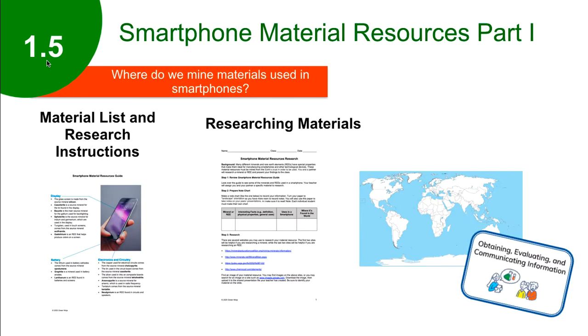In lesson 1.5, we obtain information about mining and mineral resources. We start with a handout with some basics. Then, working in teams, students research their assigned material to find out what the material is. Is it a mineral or something called a rare earth element that they'll learn about? And what its physical properties are. Most importantly, students mark the world map with the answer to the question, where on Earth do people mine the material?